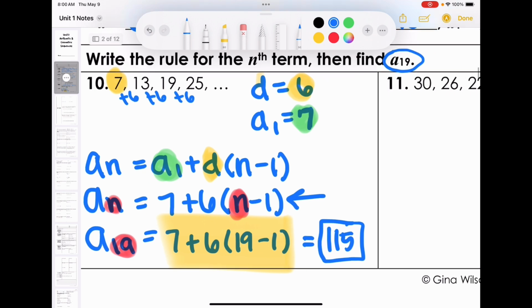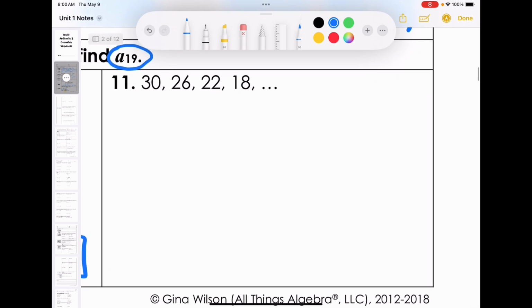All right, let's do number 11. We have 30, 26, 22, and 18. So if you look, we're subtracting 4 every time. So that means my D value is going to be -4. And then my A1 value is whatever comes first in this sequence, which is 30.